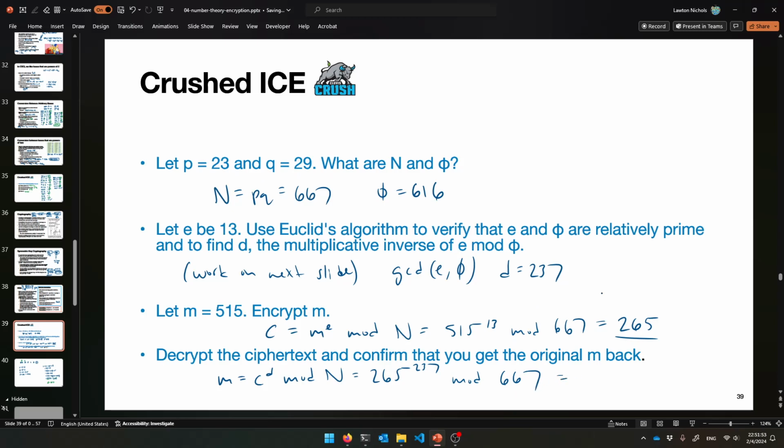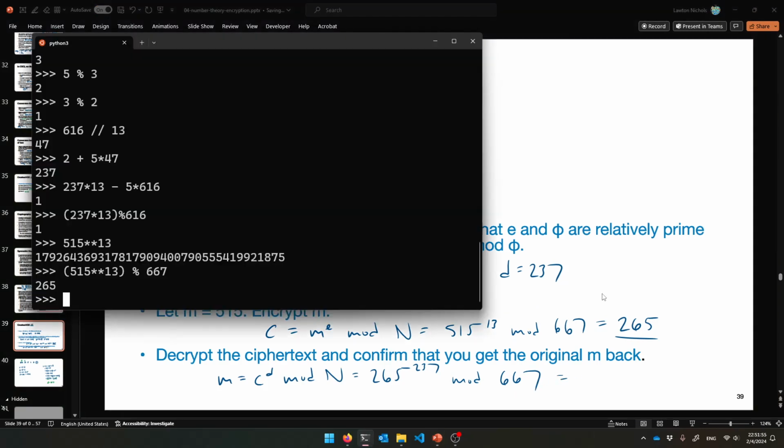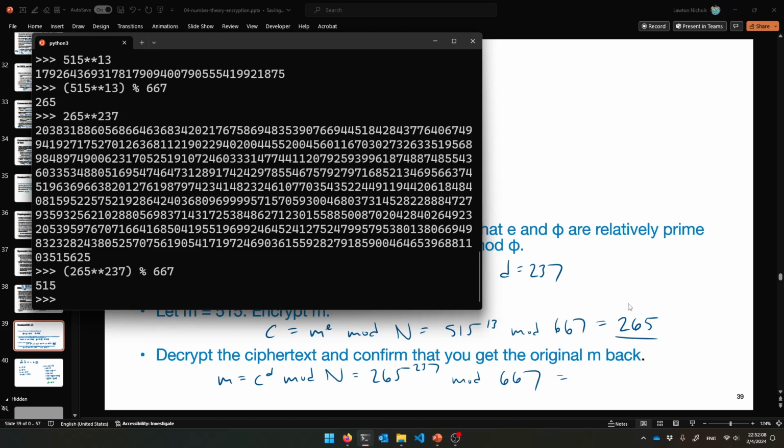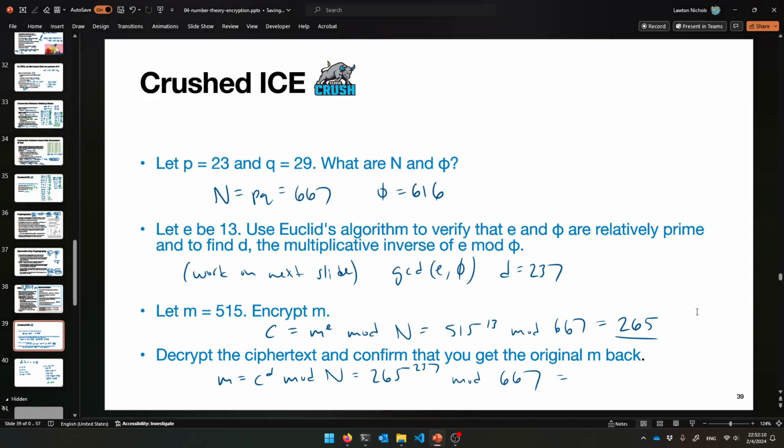All right, so let's compute that and confirm. It better be the same thing. 265, first of all, to the 237th power. That's a giant number. Yeah? And then you do mod on that. Mod 667. Somehow, magically, the magic of math, we get our 515 back. And that was our original message meant for our eyes only.